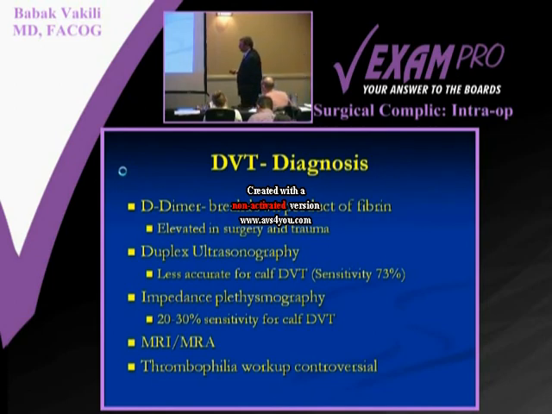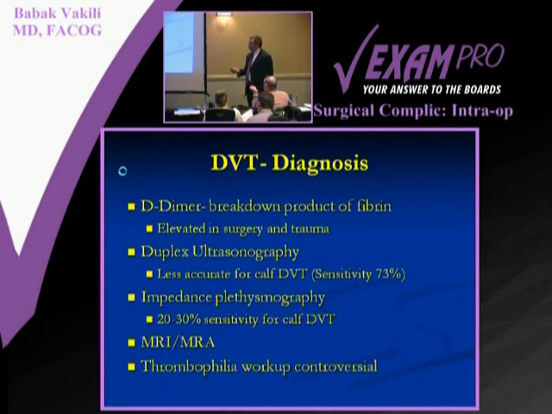You could do impedance plethysmography, MRI. So this question gets asked a couple of ways. They may ask, what tests can you order to diagnose a DVT? And they'll give you any one of all of these and then a CT, and the CT is wrong. Or they'll say, what is the best test? They don't usually ask that question. But the gold standard test for leg clot is Dopplers.